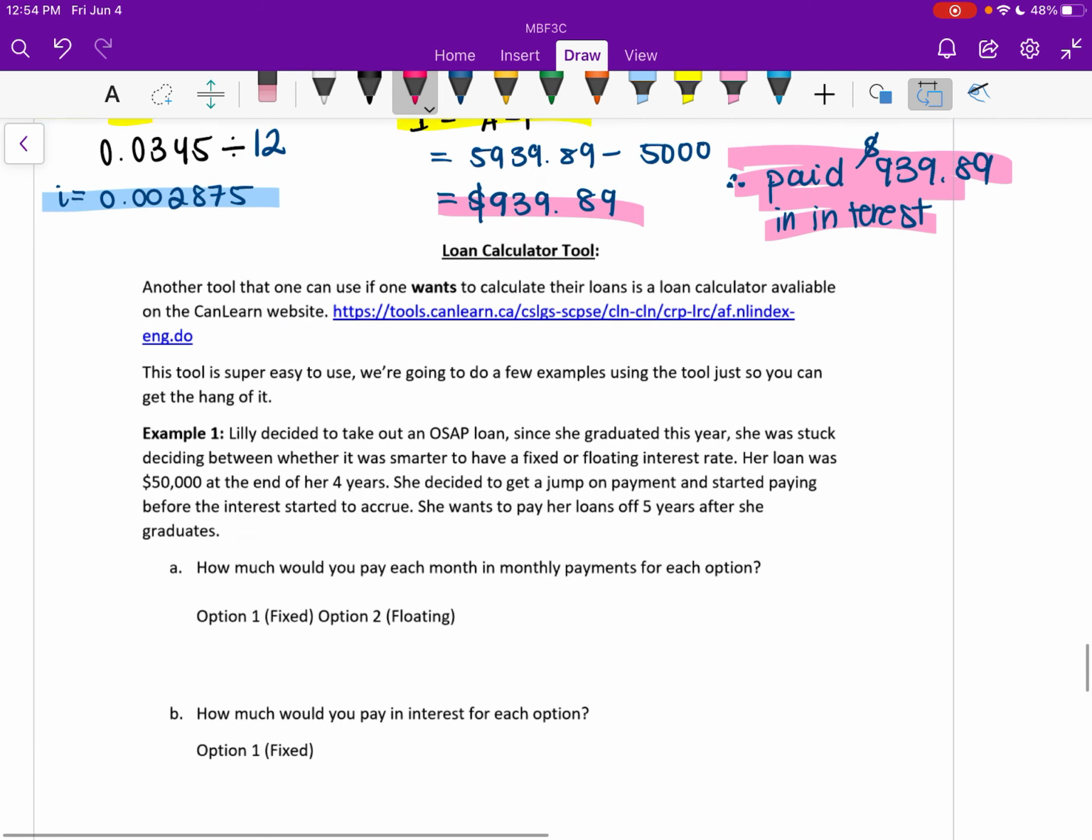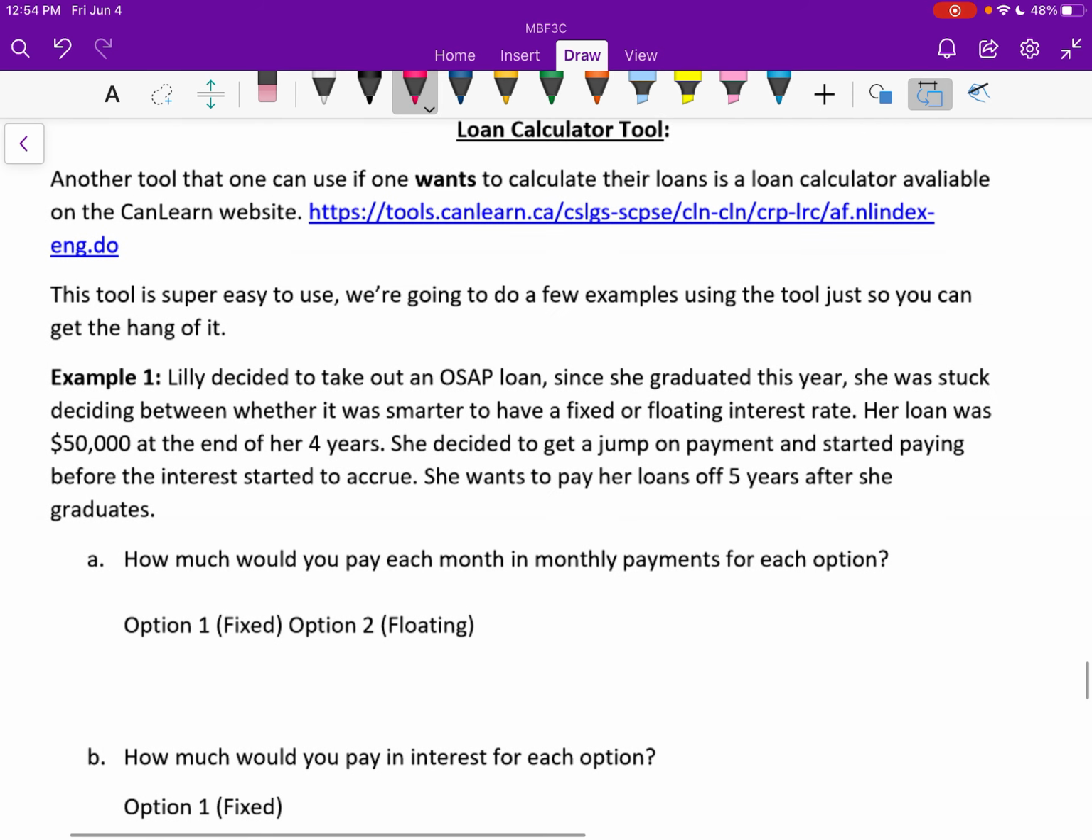Okay. So I'm just going to pull and draw our attention to this last thing. Another tool that you can use, and it kind of does the math for you, which is nice, is a tool that we can calculate our loans with. It's from the CanLearn website. The hyperlink is attached in your file as well. This tool is super easy to use, so we're going to use the tool to do a few examples just so you get a hang of it.